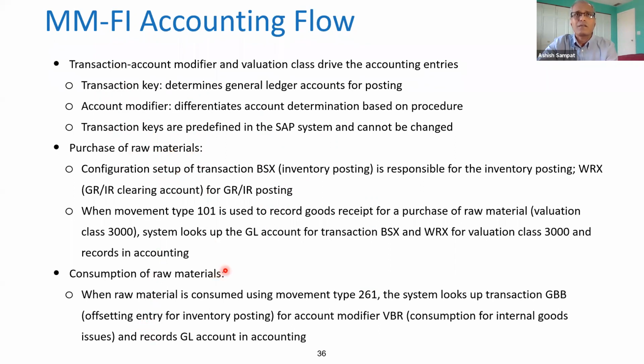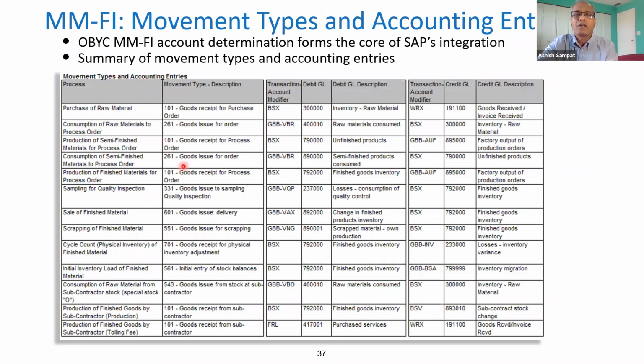When we look at the procurement of raw materials, BSX is used for the goods receipt and WRX for the GR/IR, and at the time of consumption, we use a specific account. We have one table here which gives you good insight on the event or process, what movement type and its description are used, the debit and credit side transaction and account modifier, as well as the GL account and its description.